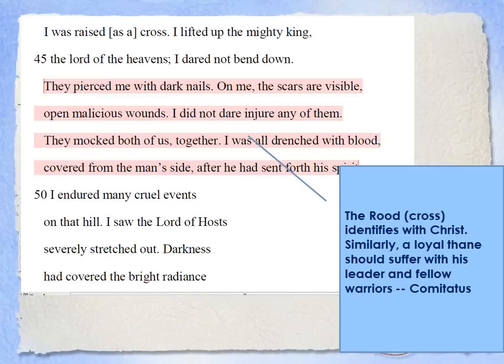And of course here we see where the Rood says, "They pierced me with dark nails. On me the scars are visible." So he's identifying with Christ, just as a loyal thane in Anglo-Saxon culture should be seen to suffer with his leaders and his fellow warriors. That all goes with the idea of comitatus, that relationship between the Lord, the warrior, and his fellow warriors, all that brotherhood of warriors fighting together and joining together and commiserating together.